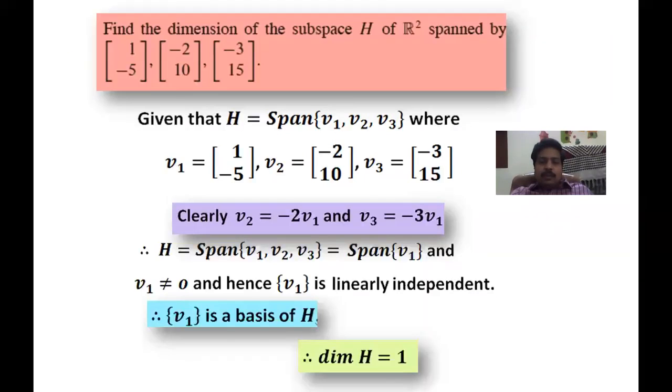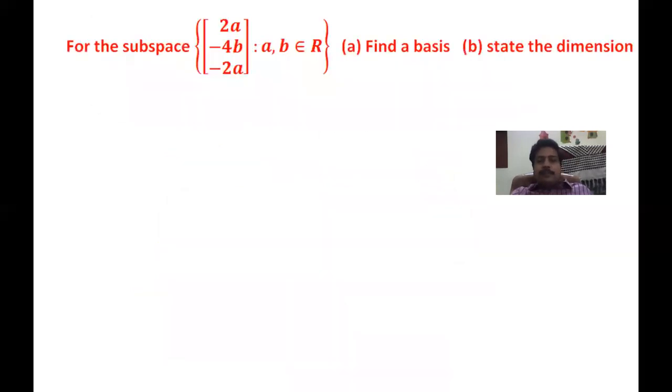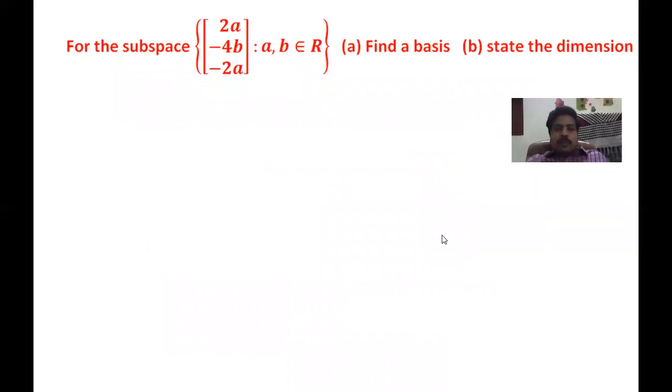So though three vectors are given, one vector is sufficient to form all the vectors which can be formed by using all the vectors. So the dimension of H is 1. Let us look into one more problem. For the subspace, the set of 2A minus 4B minus 2A such that A, B belong to R, find a basis and state the dimension.